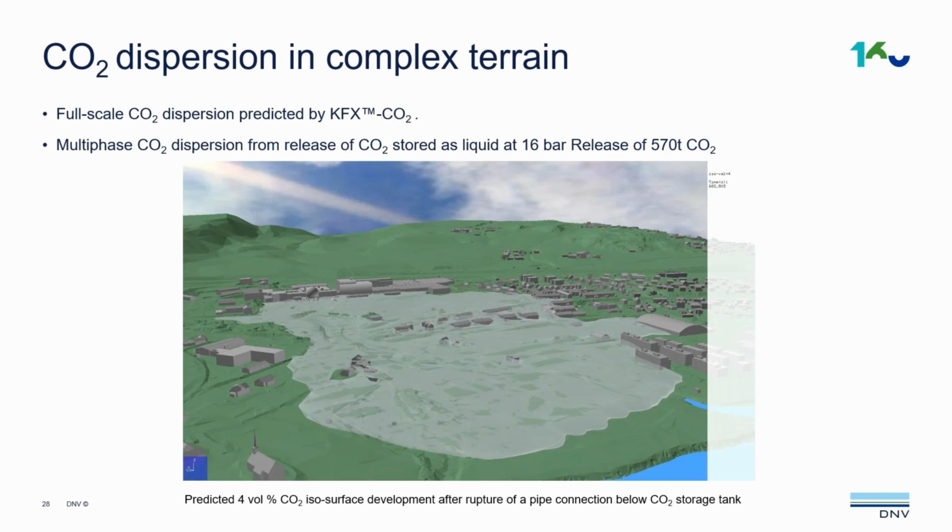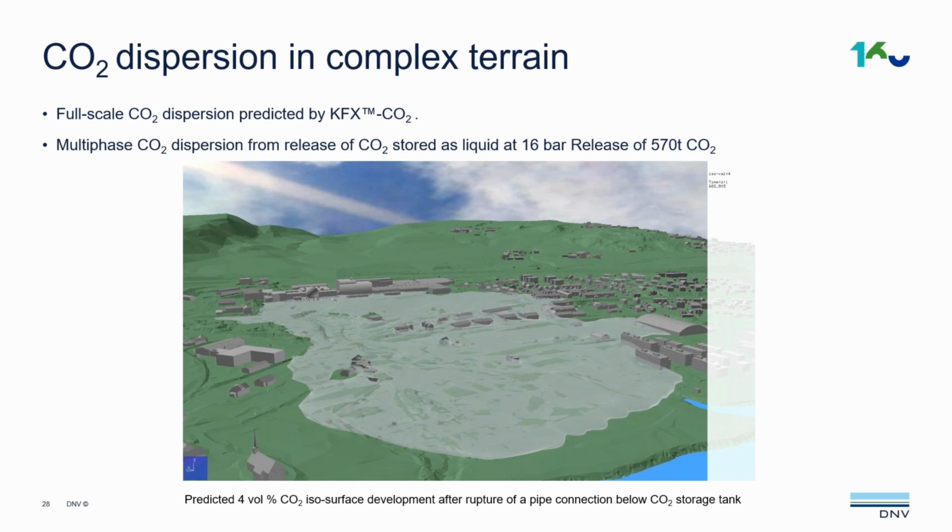I would like to show you a case study which we carried out in recent years. This is 570 tons of CO2 stored at 16 bar in a liquid phase in a tank that you can see here. Due to mechanical failure of the pipe, CO2 is released into the atmosphere as dry ice particles and CO2 gas with a constant mass flow rate, and we then follow the evolution of the cloud with time.